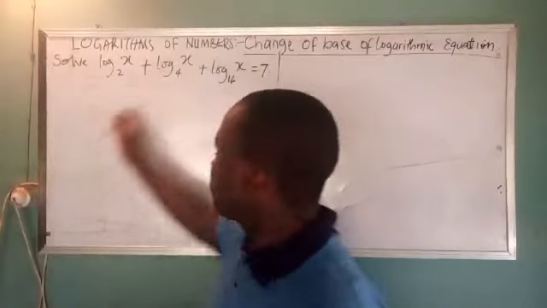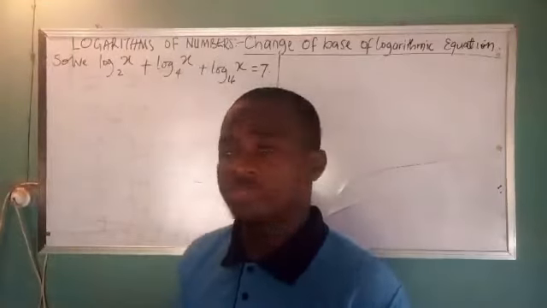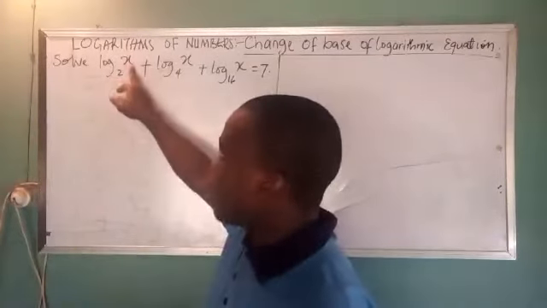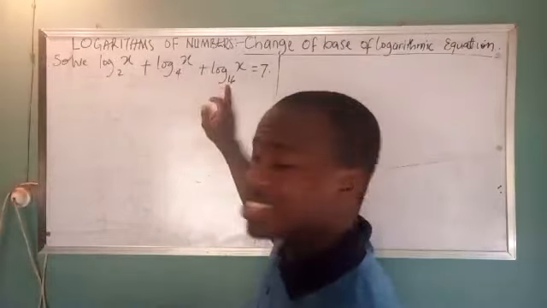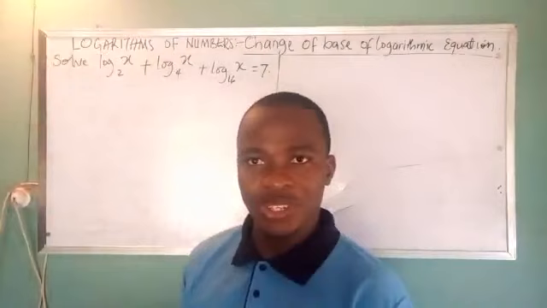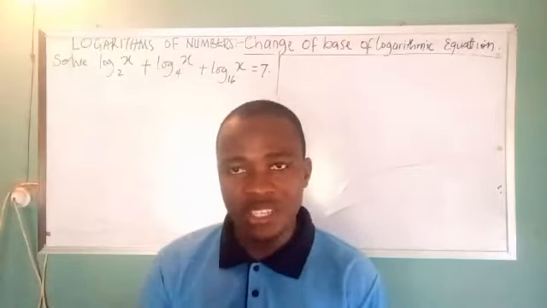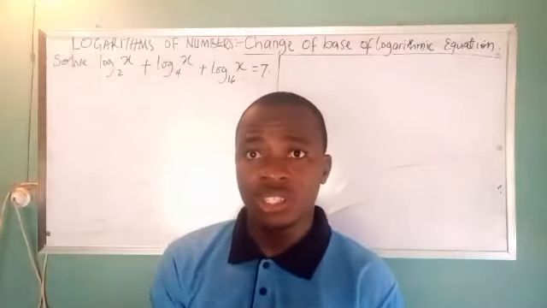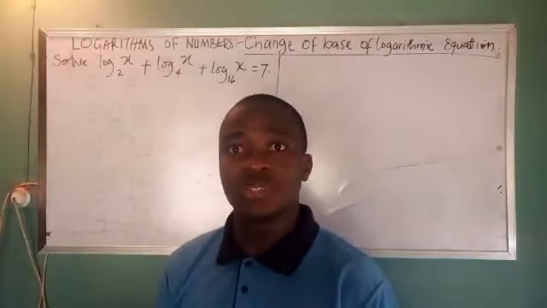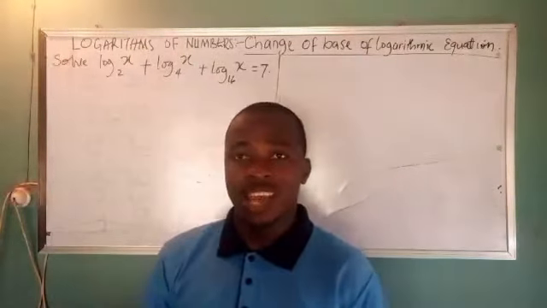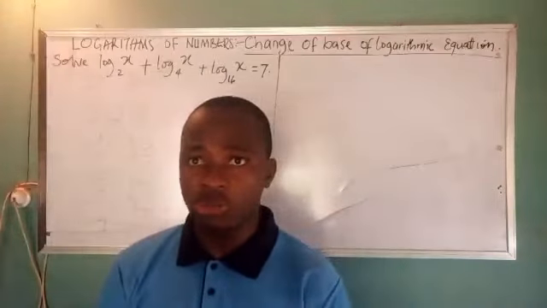Now let's say we are given this particular question to solve. They said log of x to base 2, plus log of x to base 4, plus log of x to base 16 equals 7. Can you see? If you look at the bases, they are not equal, they are different. So how are you going to do it? So that is where the idea of change of base comes in.